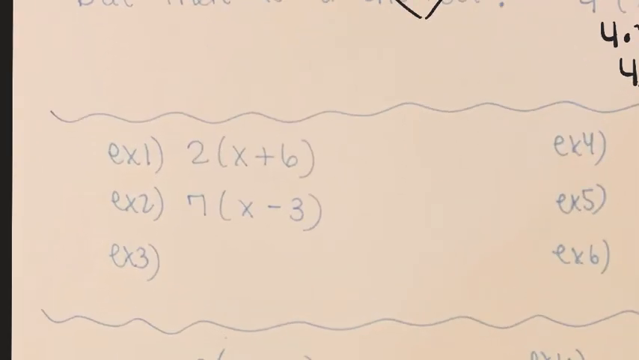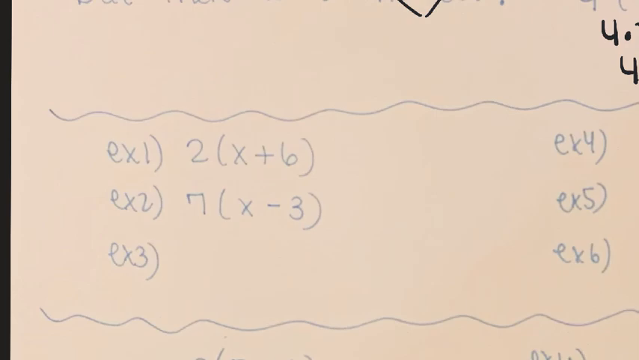All right, now let's have you guys try this. So I've got 2 outside of an x plus 6. So I want to do 2 times the first thing, 2 times the second thing. Write down your answer. Did you write 2x smushed together plus 12, 2 times 6?